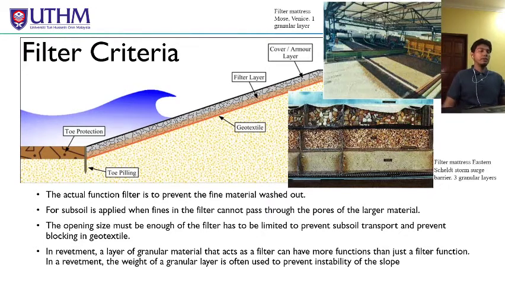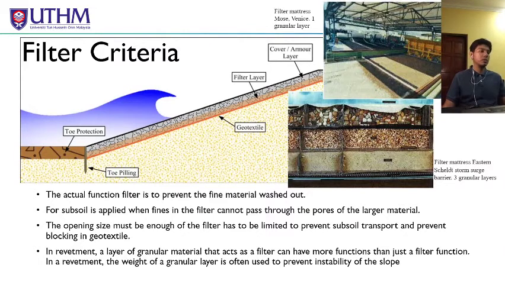For the filter criteria, if you can see the picture, the filter layer is below the revetment. We put the filter in there. The actual function of the filter is to prevent the fine material from washing out. Above, the filter material is most often a single granular layer, and below, the filter material is for a storm barrier using three granular layers. This depends on the type of project and also the objective, to choose the best criteria.